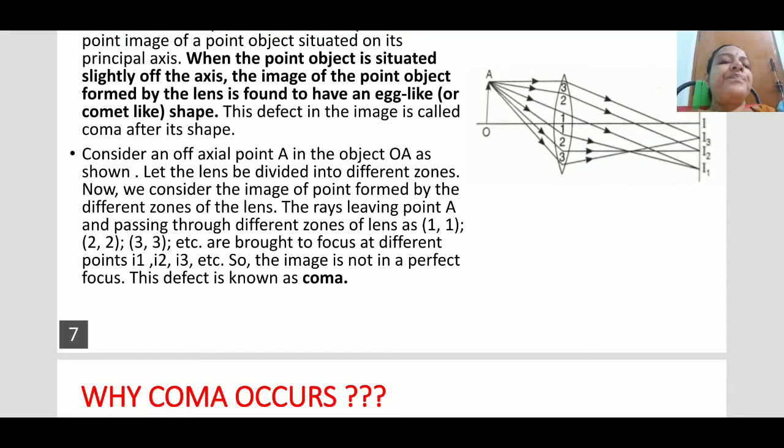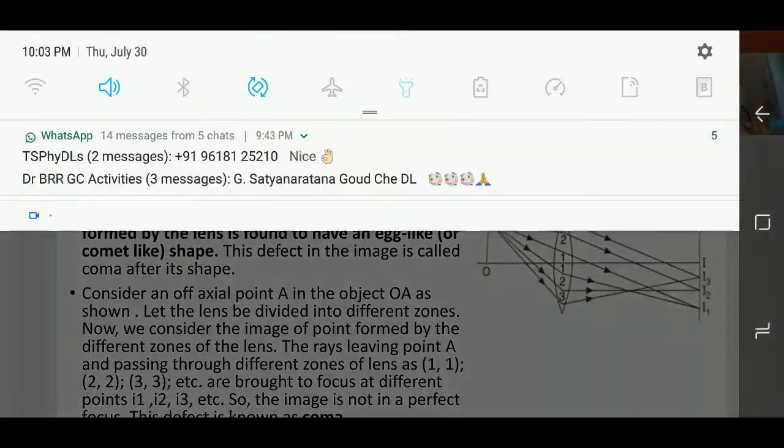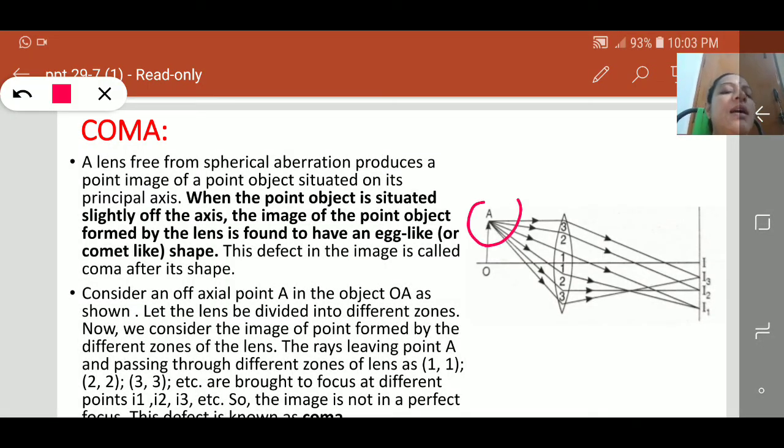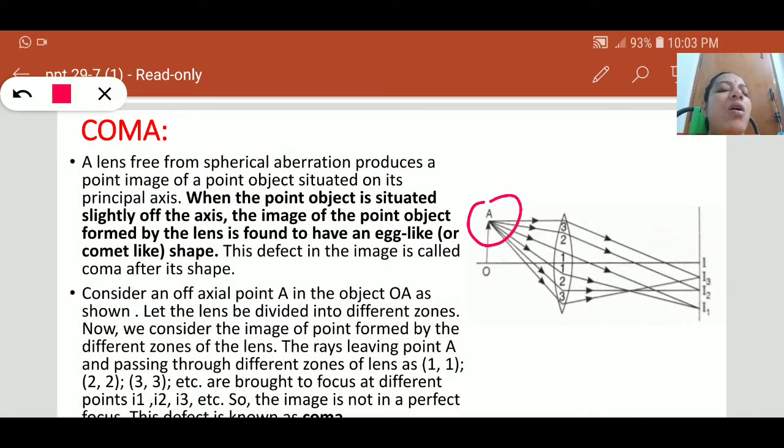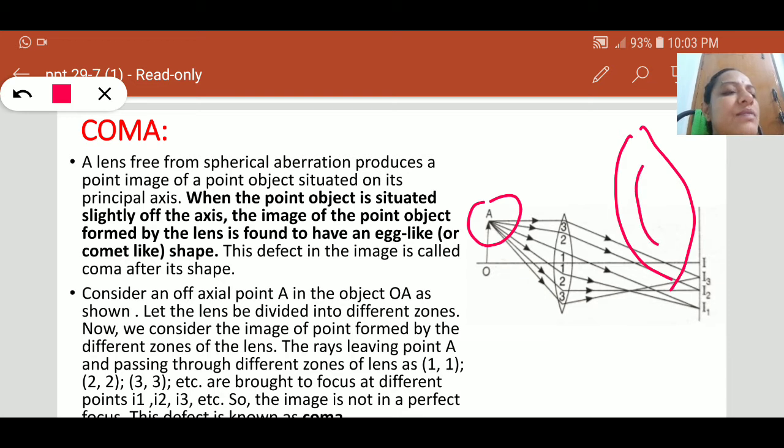Suppose this is the object. Consider an off-axial point A. This is the object OA. Similarly, this lens is divided into many different zones. This is the first zone, this is the second zone, this is the third zone, and so on.